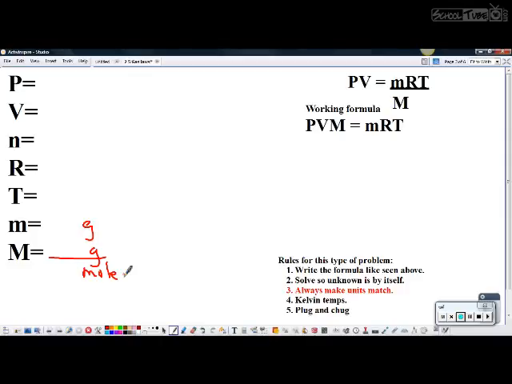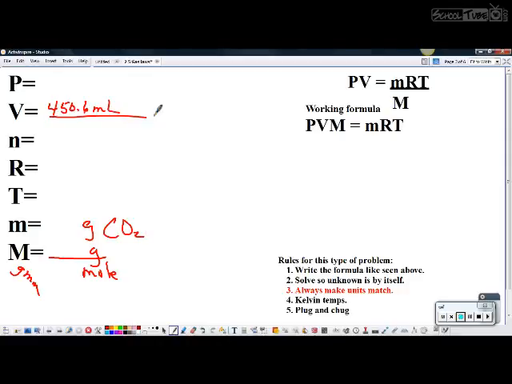The little m is the grams, and the big M is the GMM. This is the GMM. Add stuff up. So we've got to determine the number of moles of CO2. I might need to know that. It might help me.